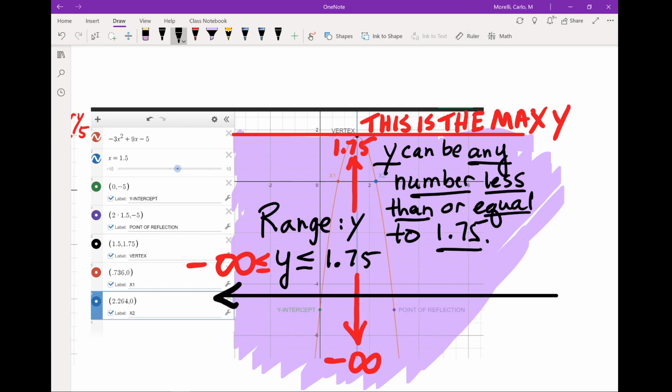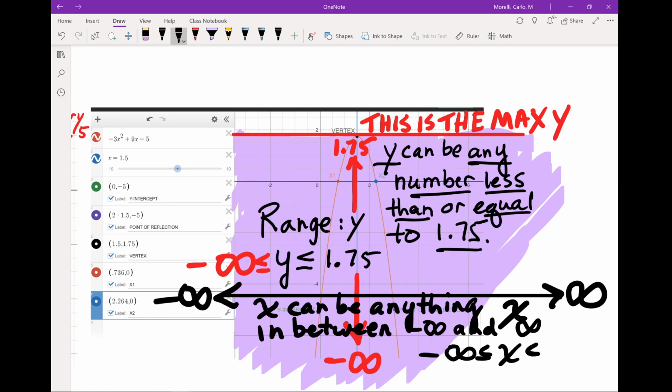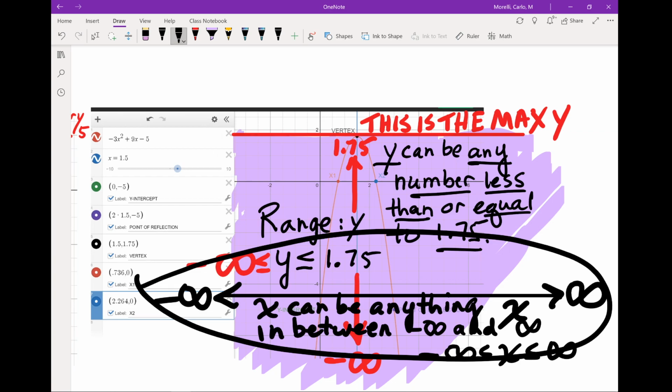Okay. So basically, the domain, this is the x values. You've got negative infinity over here and positive infinity over here. And x can be anything in between negative infinity and positive infinity. So negative infinity less than or equal to x less than or equal to infinity. Okay. So this is the range. Yeah, in between.